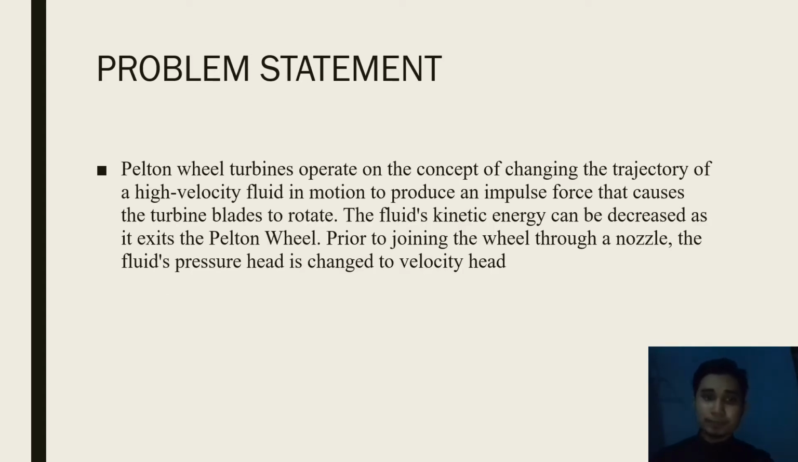Next, problem statement. Pelton wheel turbines operate on the concept of changing the trajectory of a high velocity fluid in motion to produce an impulse force that causes the turbine's blades to rotate. The fluid kinetic energy is decreased as it passes through the Pelton wheel. Prior to joining the wheel through a nozzle, the fluid pressure head is changed to velocity head.